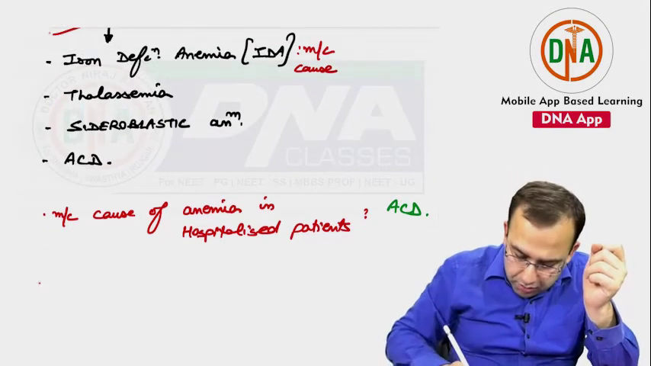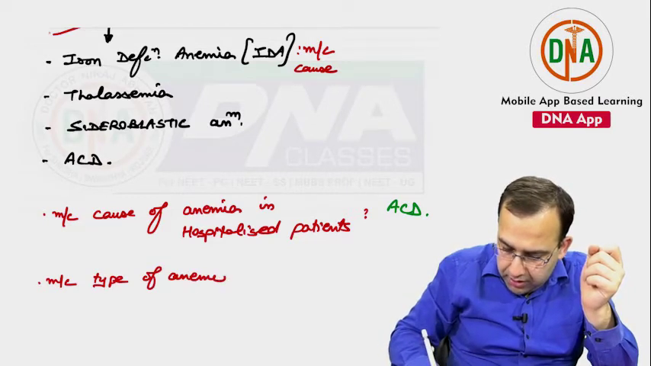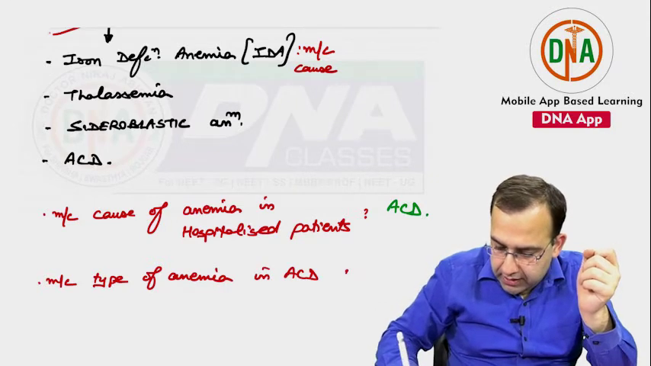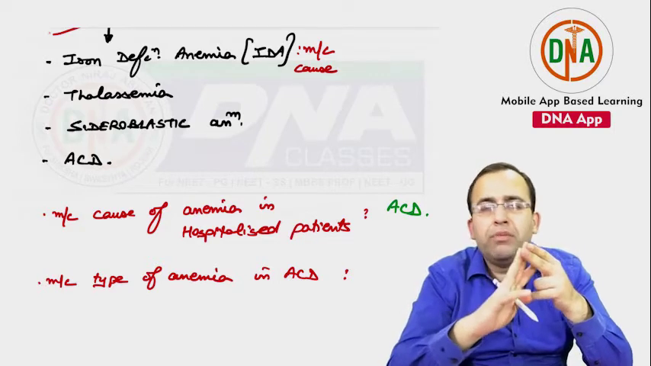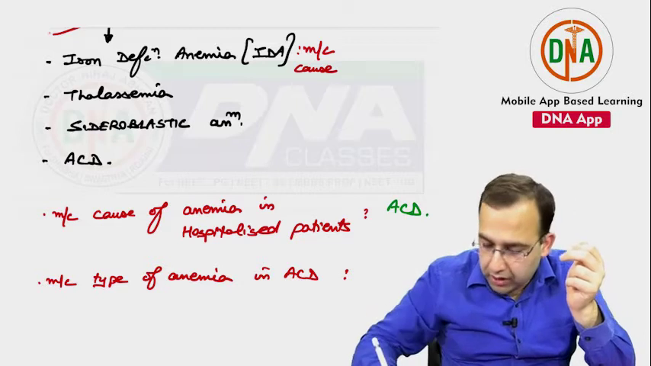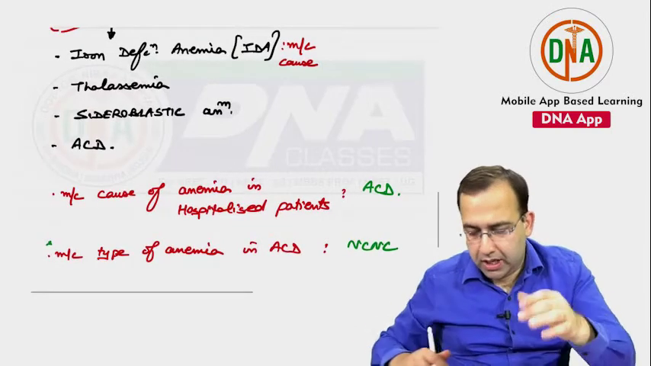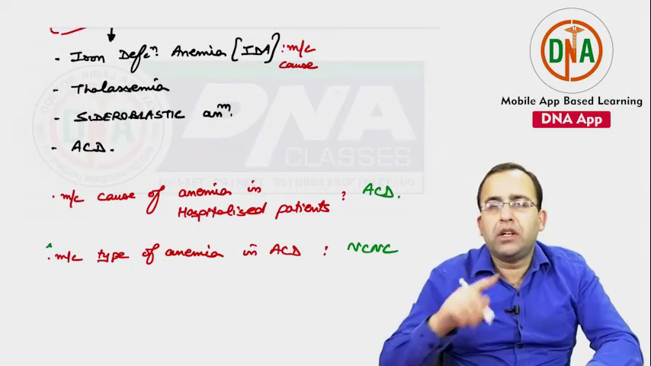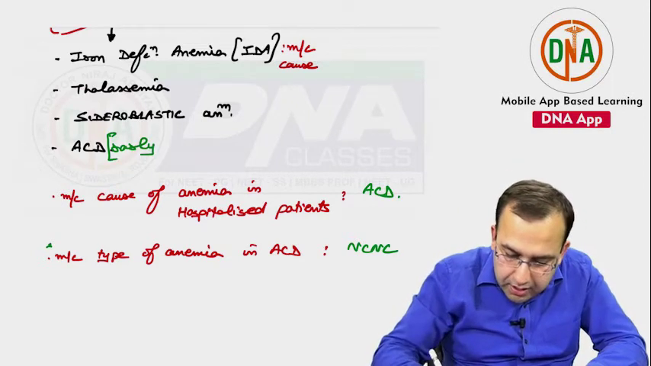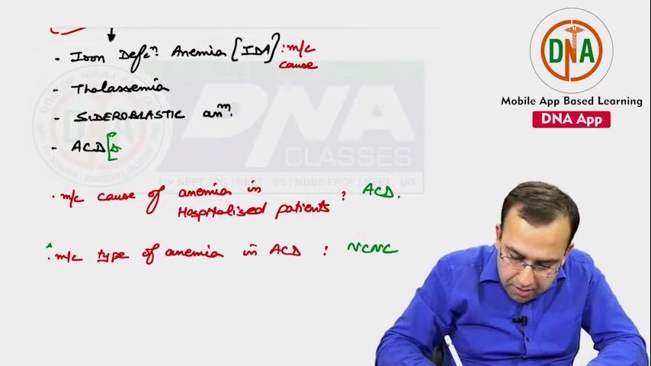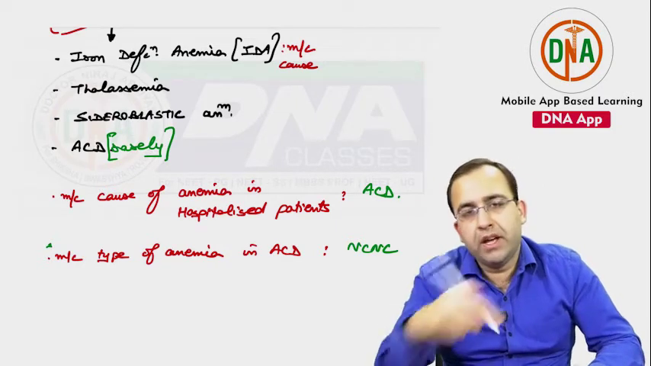Next point, most common type of anemia in ACD: microcytic hypochromic, normocytic normochromic, or macrocytic? Normocytic normochromic. Please put a star on this. Most commonly ACD causes normocytic normochromic anemia. Rarely it can cause microcytic hypochromic anemia, so it is one of the causes of MCHC.